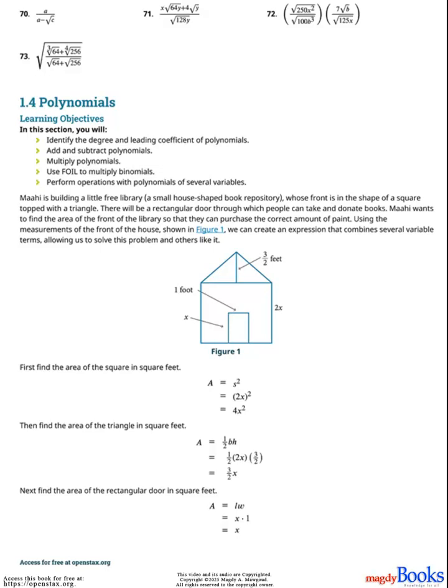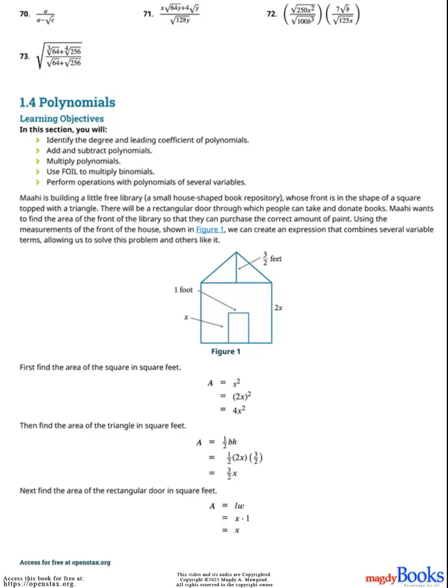Figure 1. First find the area of the square in square feet. A equals s squared equals (2x) squared equals 4x squared. Then find the area of the triangle in square feet. A equals 1/2 b h. A equals 1/2 (2x) multiplied by (3/2). A equals 3/2 x.